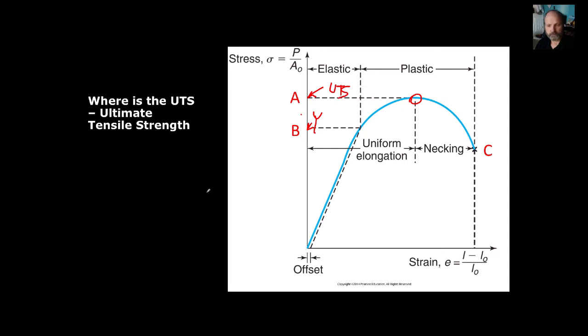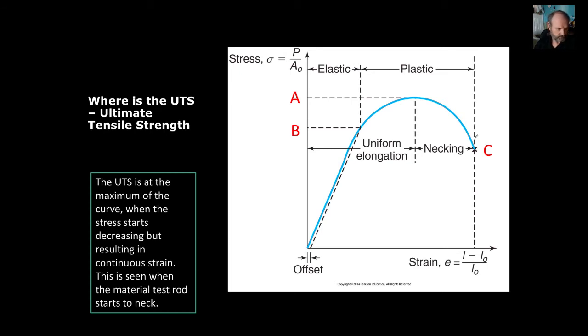Okay, so that's when it starts getting easier to pull this material apart. You can see it gets easier because the stress you have to apply to elongate it is going down until it finally does what? Breaks. So definition, UTS is at the maximum of the curve when the stress starts decreasing but resulting in continuous strain. This is seen when the material test rod starts to neck. So you'll actually see it start necking at that point.